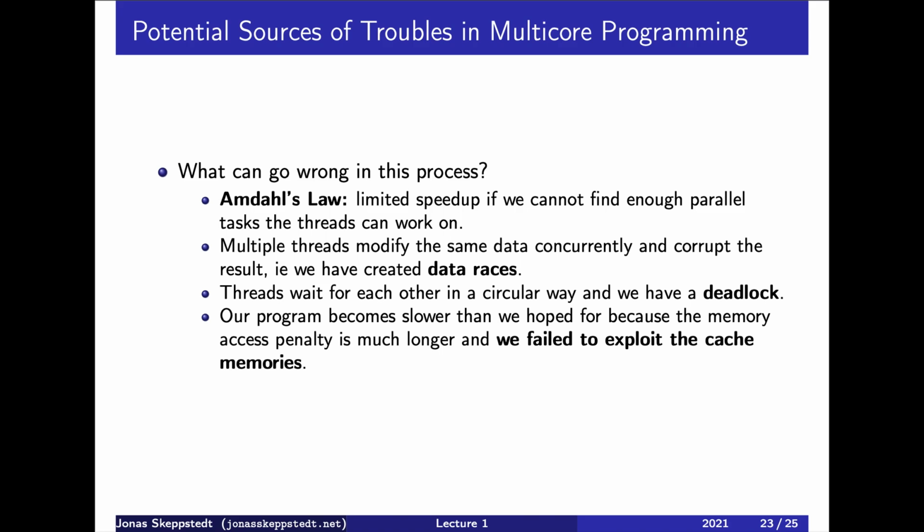So, what can create troubles in this situation? First, Amdahl's law: there is a limited performance improvement because there are not enough parallel tasks for the threads to work on. Several computer companies have gone bankrupt due to not taking this sufficiently seriously. Then there can be multiple threads which access the same data concurrently, and at least one of them modifies it, so we have a data race. Or we can have locks, and the threads that have taken the locks are waiting for each other. Then we have a deadlock.